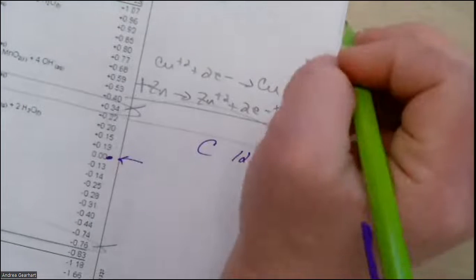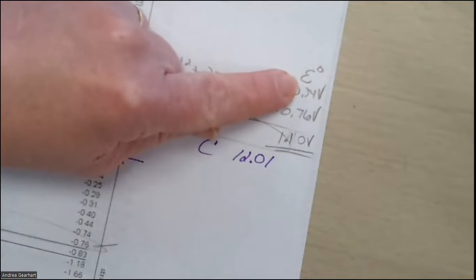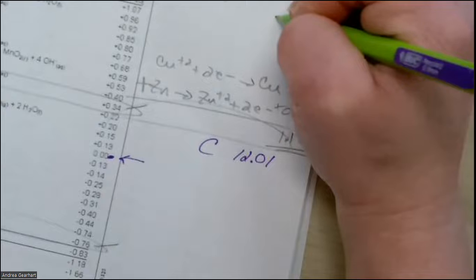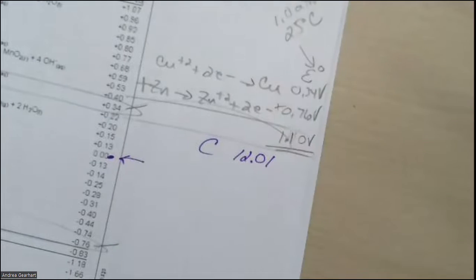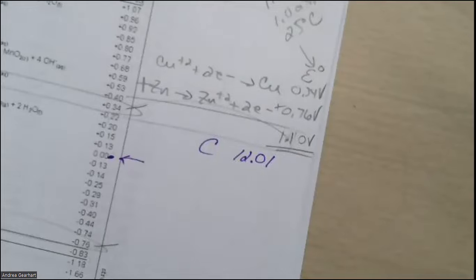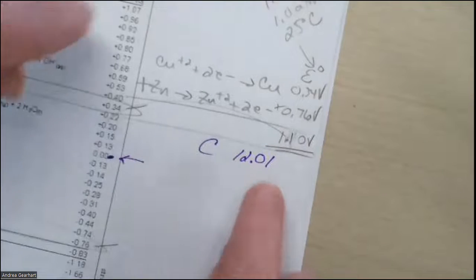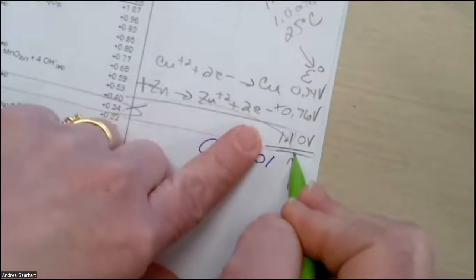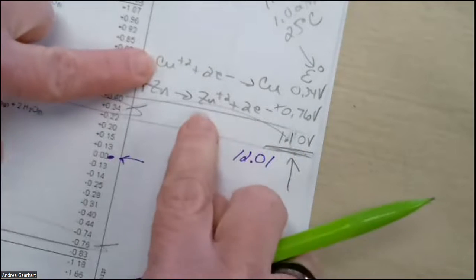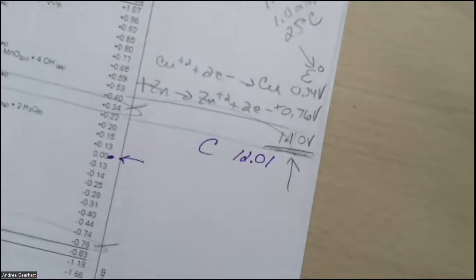Okay, but notice it's an E with the floating 0. So that means 25 Celsius, 1 ATM, but 1 molar solution. So the battery that I made for us measured greater than 1.10 volts because I had different concentrations of the ions. Okay.